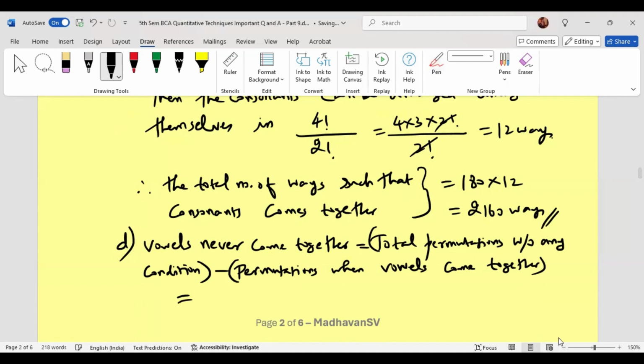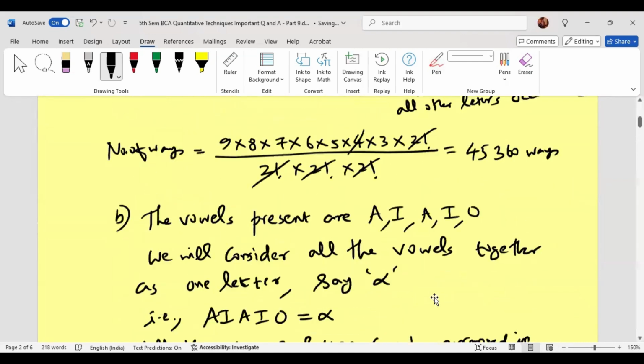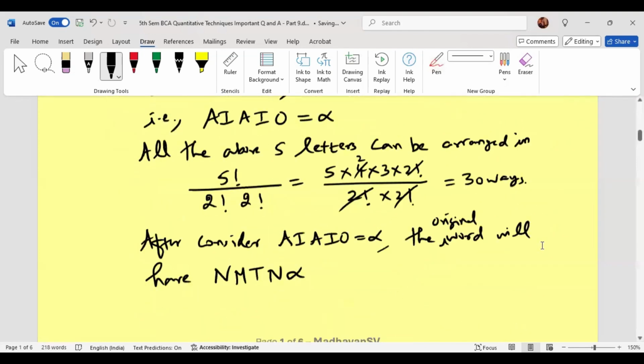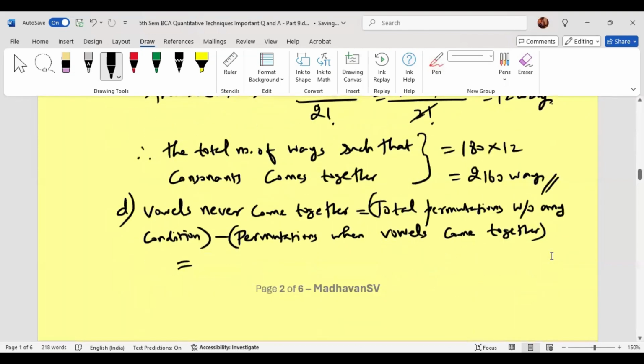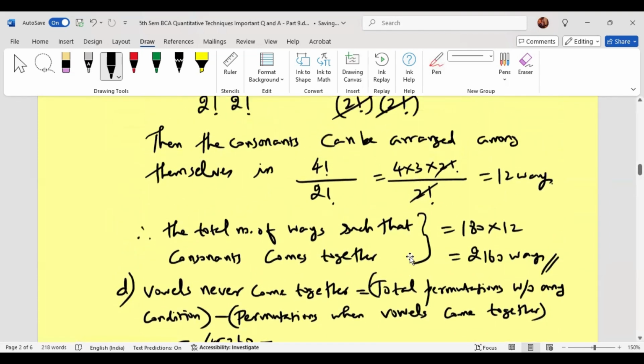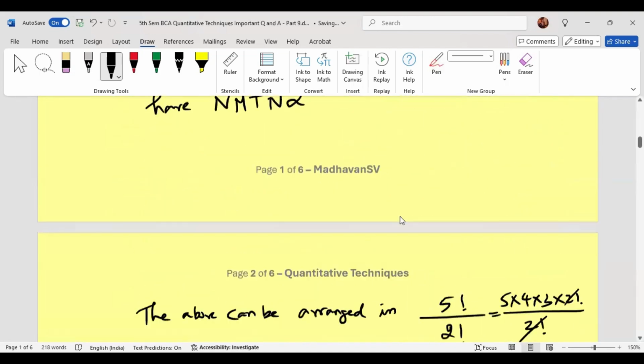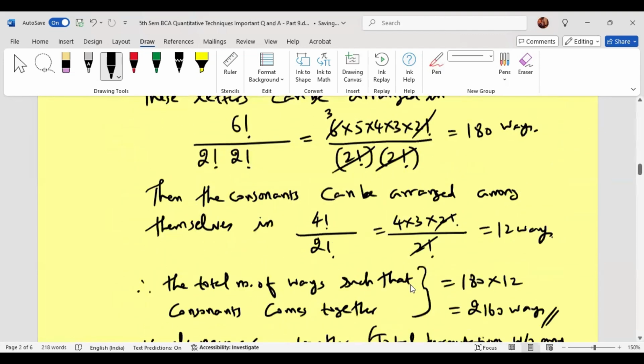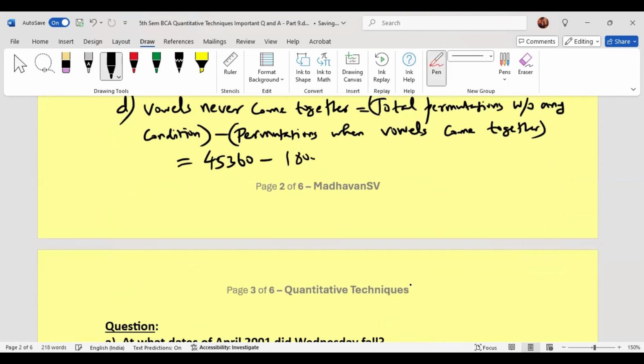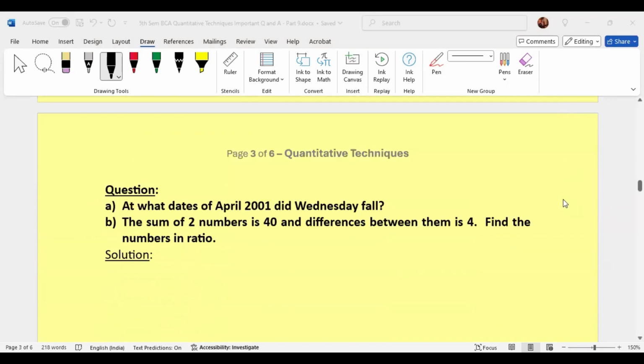That will be total permutations without any condition, we already calculated as 45360, minus permutations when vowels come together, also we calculated. That is the second part. That is 1800. That will be subtracted. If I subtract, I will get 43,560 ways. That will be the solution for this particular question. We will move on to the next question.